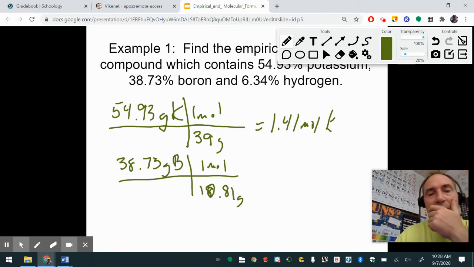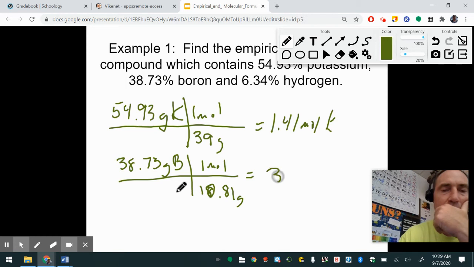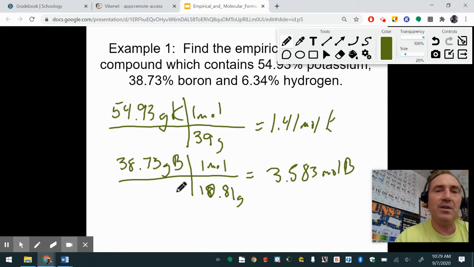I'm just going to make note, be careful, because these are whole ratios, you can't round too much. So I'm going to be careful with my rounding on the molar masses. Sometimes you can get away with it, but sometimes in these problems you'll be far off. So that's my pro tip number 1. Divided by 10.81 gives you 3.583 moles of B. And then we'll do the last one with hydrogen.